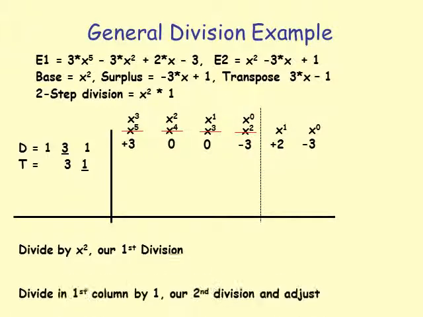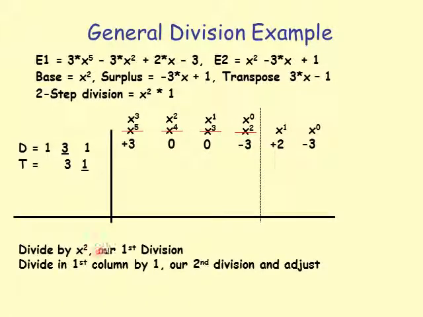Now in the first column we'll divide by 1, our second division. 3 divided by 1 is plus 3, and now we have to make the adjustment, which is 3 times 3, 9, in the next column, and 3 times minus 1, minus 3, in the column after that. So we get the first adjustment here. This is my next adjustment here. Continue.